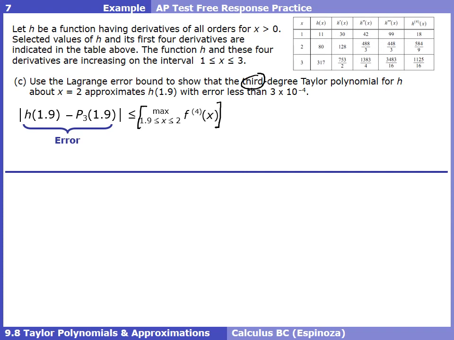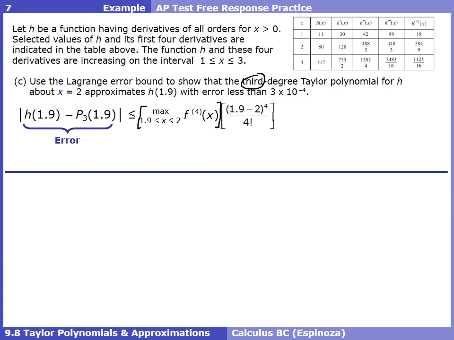Why from 1.9 to 2? Well, we're using 1.9 as the point we're approximating, and that's centered about 2. So that is, of course, our window. In the last example, they told us what the window was, but here we need to read between the lines, so to speak, and we're trying to find the maximum of the fourth derivative from 1.9 to 2.